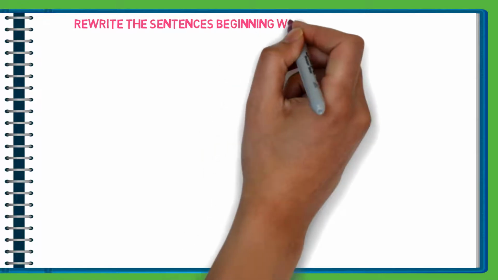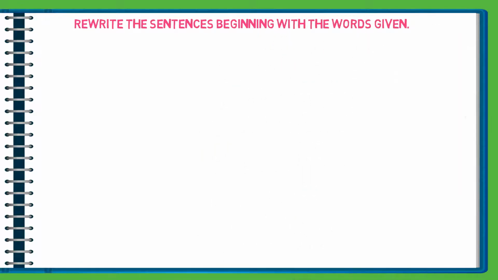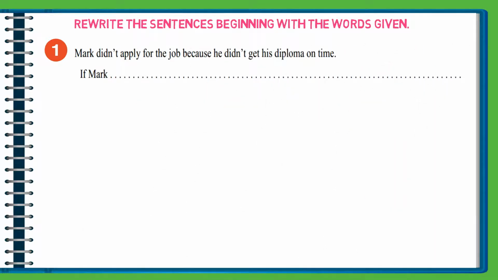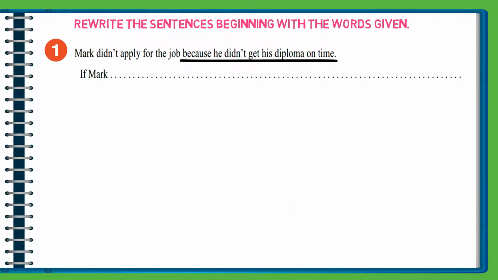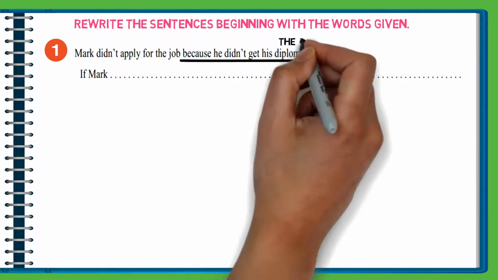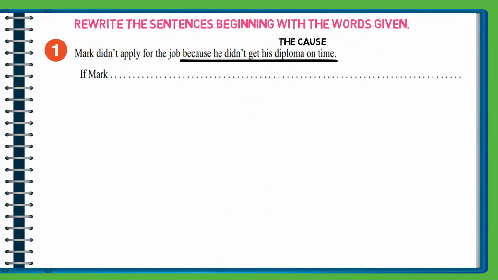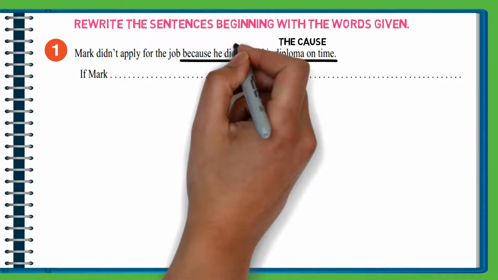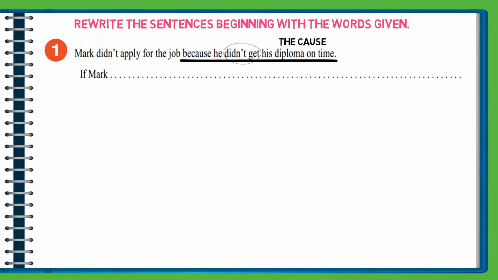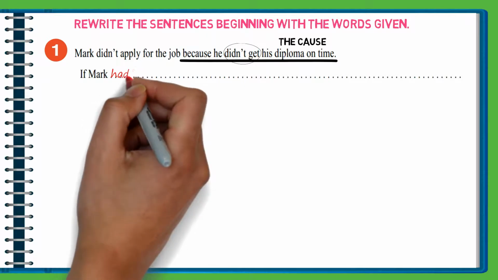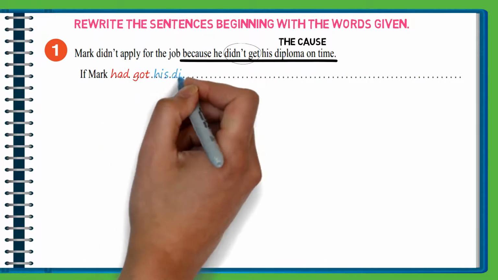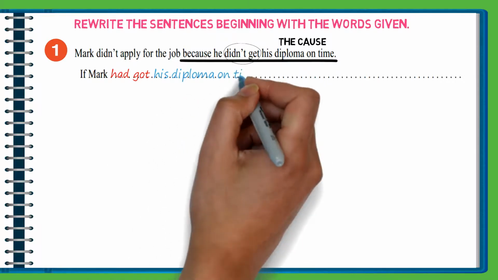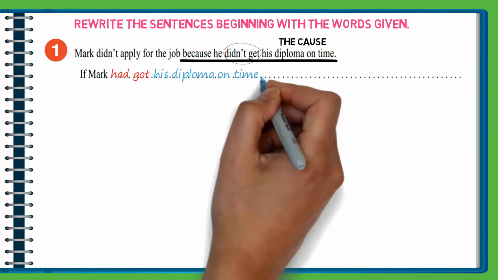Rewrite the sentences beginning with the words given. Remember this question very much. Mark didn't apply for the job because he didn't get his diploma on time. Because he didn't get his diploma on time is the cause. So that's the cause we're going to start with. Very good. And the verb here is didn't get, and it's negative. We need to put it into positive. We're going to say had got his diploma on time, comma.